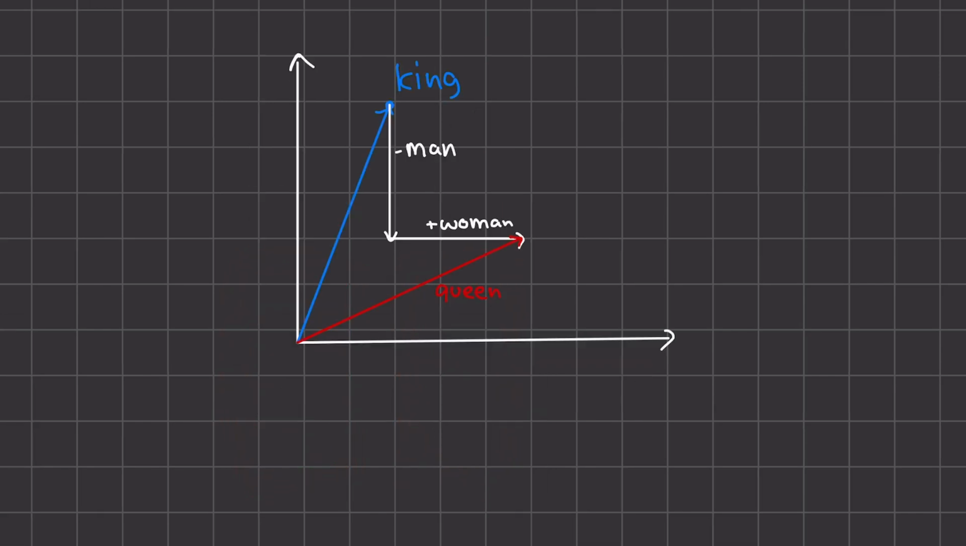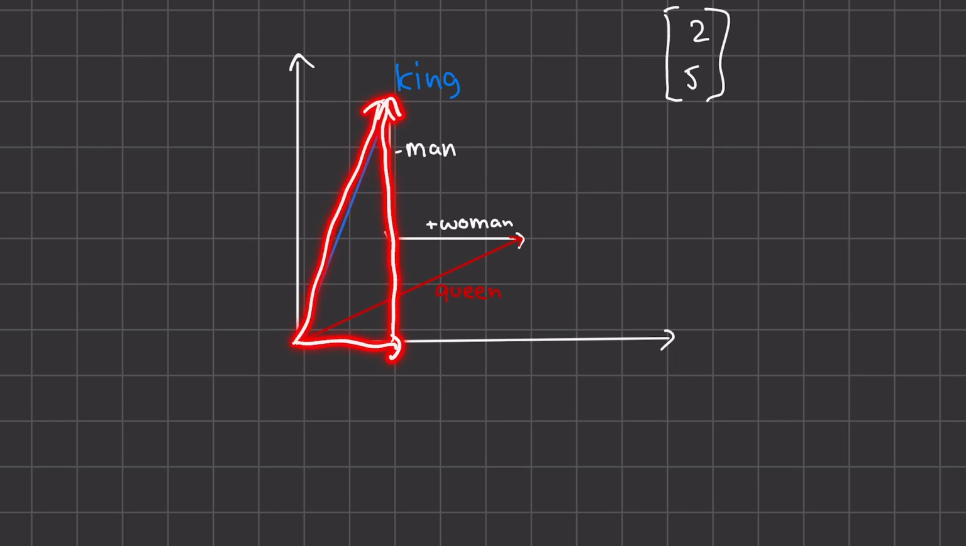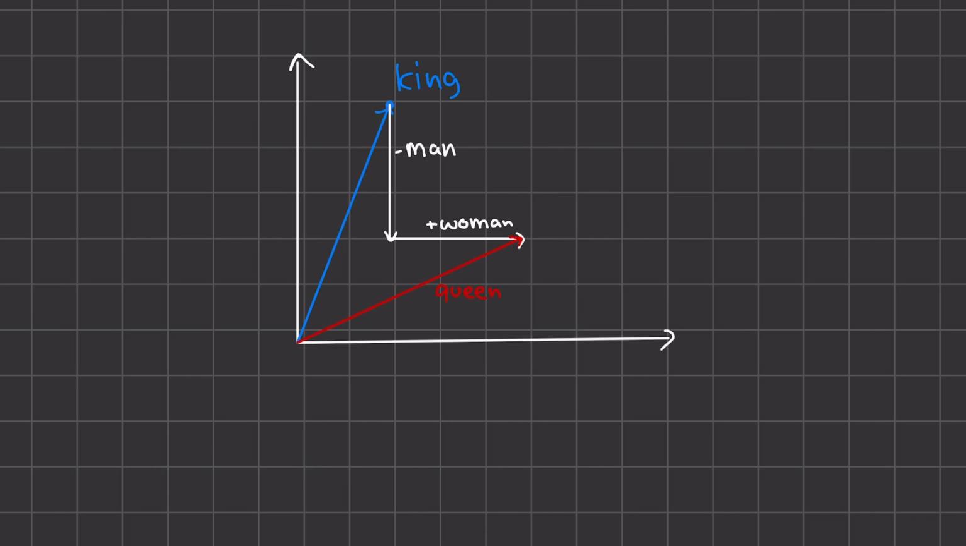Here we have an example of a two-dimensional case where we have the vectors king and queen, and also man and woman. In this case, king could be represented by a vector such as 2 and 5, because we go 2 to the right and 5 up for this vector representation. But what I wanted to highlight here is that once these vectors are encoded, their meaning is somewhat intuitive. So for example, in our representation, and this is just approximately, our vector king minus the vector for man plus the vector for woman would give us the vector for queen.